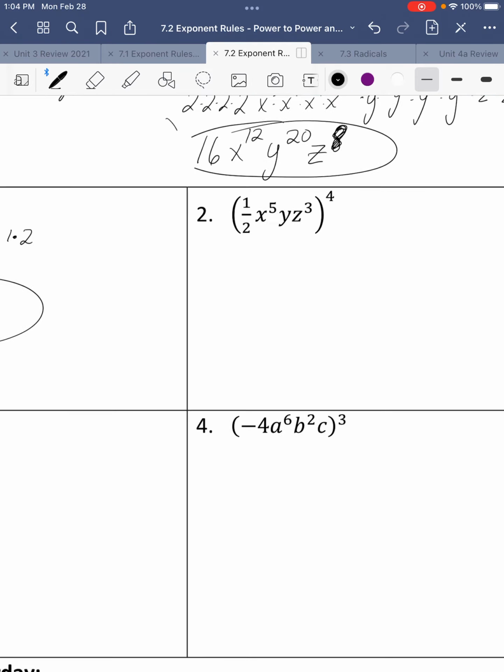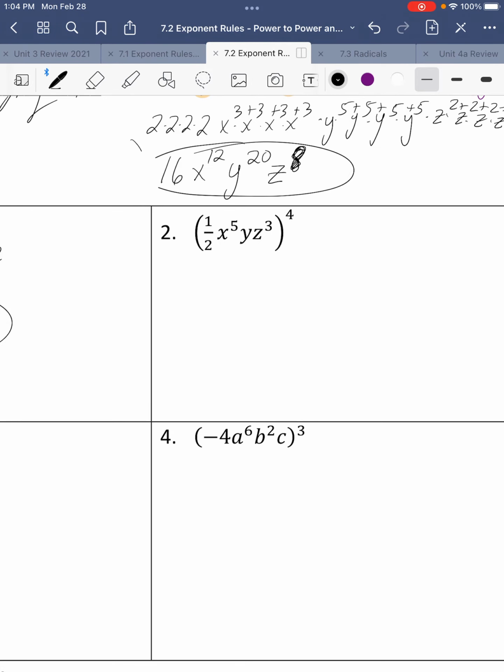All right, number 2. Again, we have a monomial, one term. If you add or subtract, you can't distribute the exponent, but we can in this case. So it's going to be 1/2 to the 4th power. And then we have an exponent to an exponent. So that's x to the 5th to the 4th, which is times. We have y to the 1st.